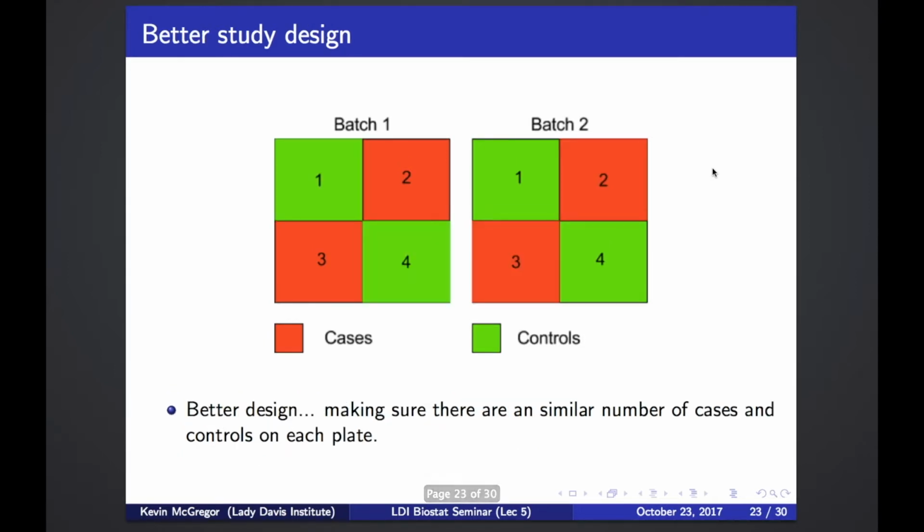So a much better study design would be to mix and match the cases and controls in your different batches. So you have some cases and some controls in the first batch, and some cases and some controls in the second batch. Then when you do the normalization, you're taking into account both cases and controls when you estimate this within batch variation, and it's just going to make it so that you don't have this confounding by design.